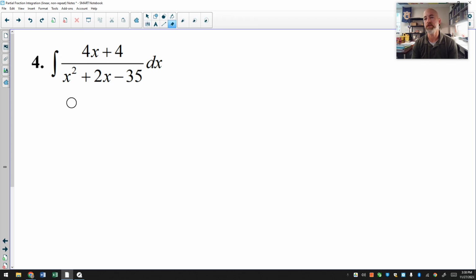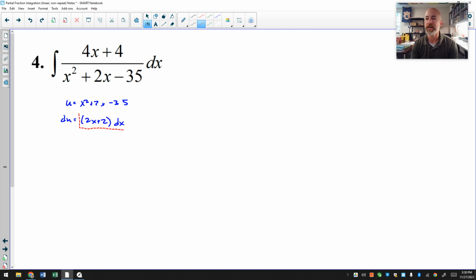If you consider that denominator, if u is x squared plus 2x minus 35, the derivative of that u would be 2x plus 2 dx. And the way I do substitution, and other teachers may use a slightly different method, it's all essentially the same thing with different representations on paper.